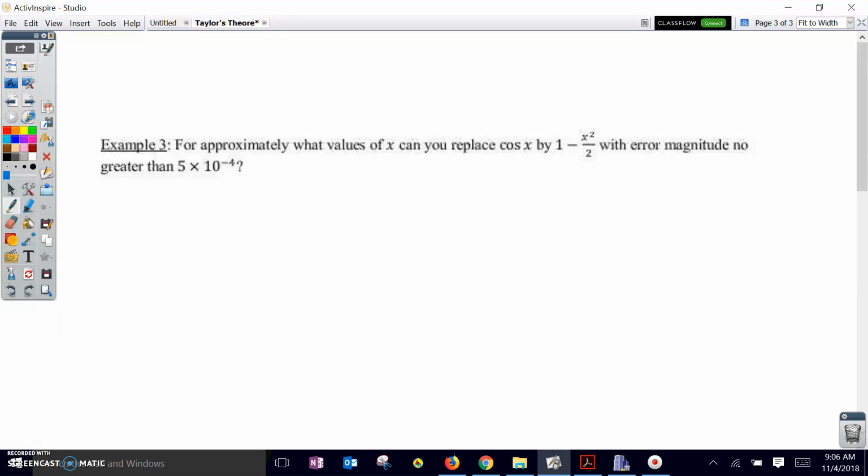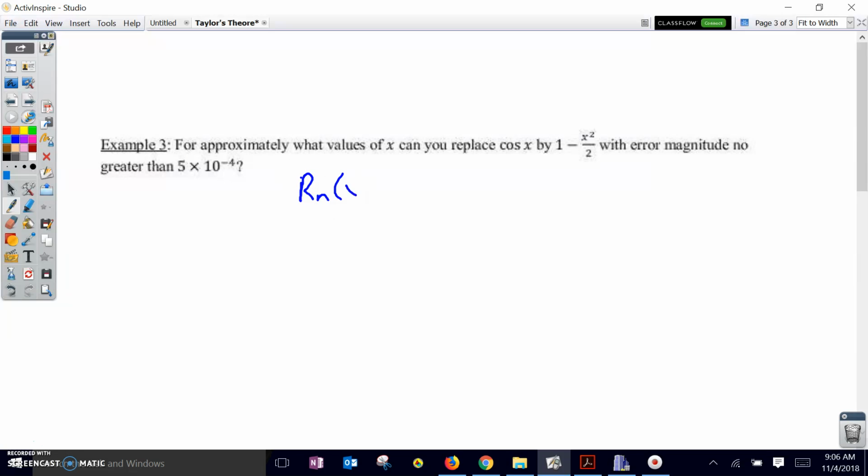Alright, welcome back everybody. In this video we're going to handle examples 3 and 4 from the Taylor's theorem with remainder lesson. And this is a slightly flipped perspective from the last video. In those we were finding the maximum error. What we're going to do in these examples is find the intervals of x where the error magnitude is no greater than a particular value. Alright, but we're still using the Lagrange Error Bound.